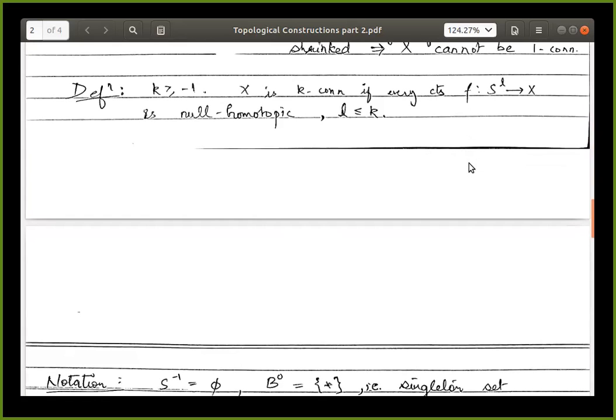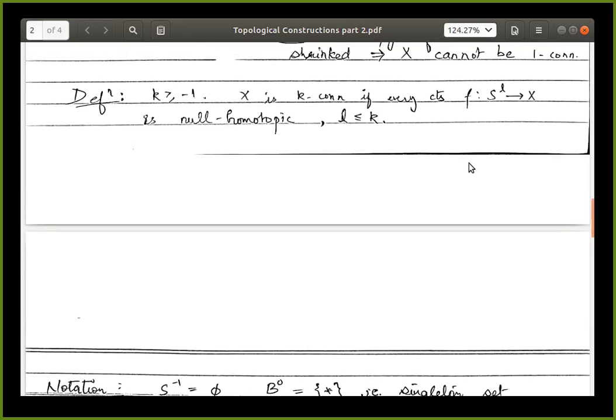And a constant map is precisely a map which is giving you a point. So what we are examining here is whether the image of this S^l via f in X can be shrunk to a point or not.